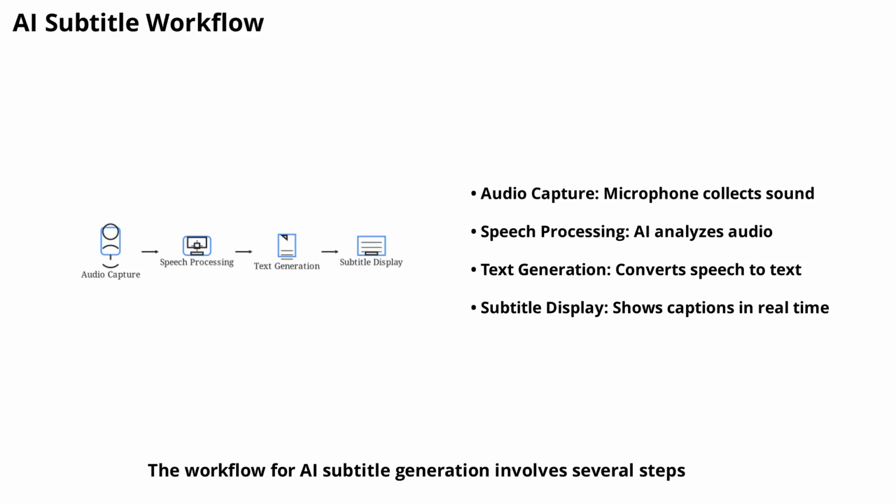The workflow for AI subtitle generation involves several steps: capturing audio, processing speech, generating text, and displaying subtitles. Each step requires careful setup and monitoring to ensure accuracy and speed. Understanding this workflow helps you optimize your event's subtitle system.